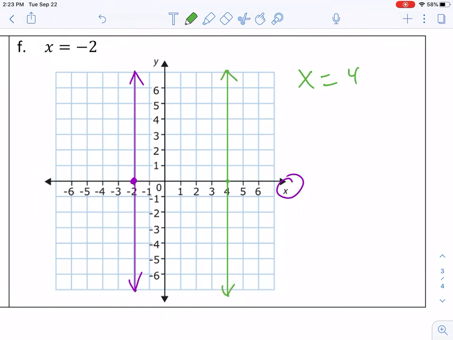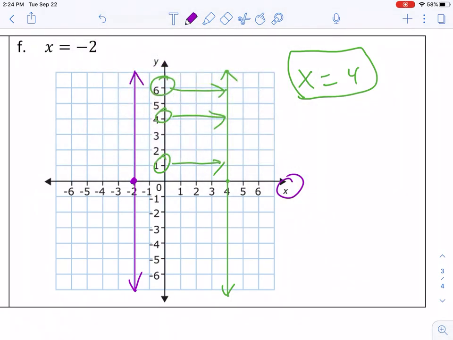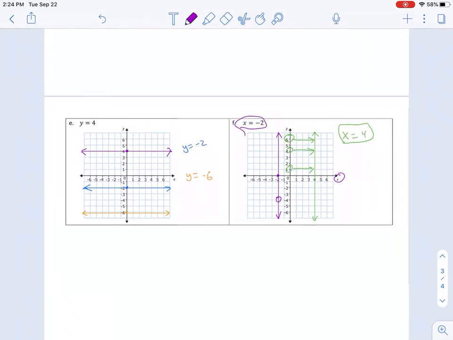And really what this is saying is it doesn't matter what the value of y is, x is always going to be 4. So if y is 1, guess what? X is still 4. If y is 4, x is still 4. If y is 6, x is still 4. In the same way, if I'm looking for y to be -4, x for my purple line is still -2. X is always -2. It doesn't change.